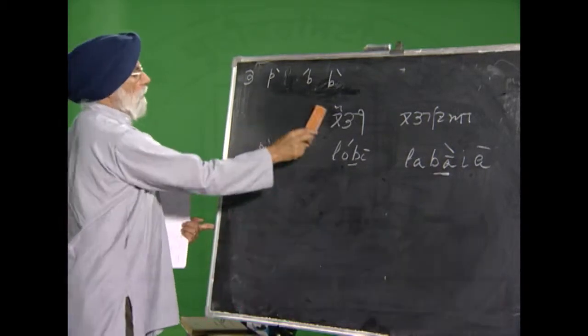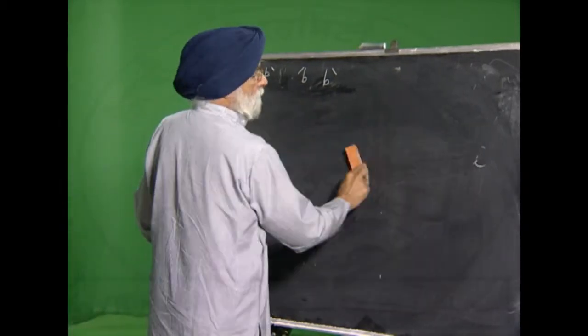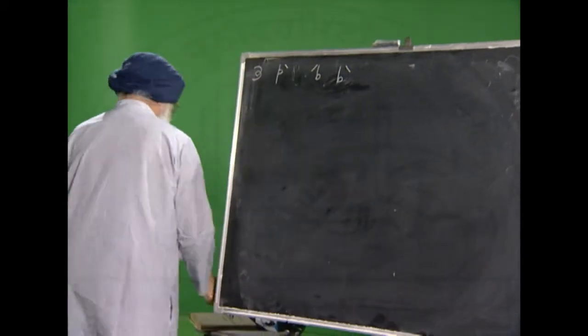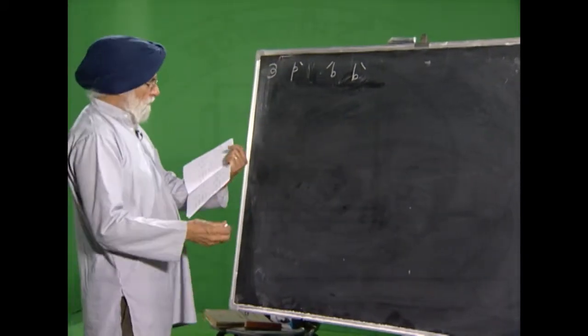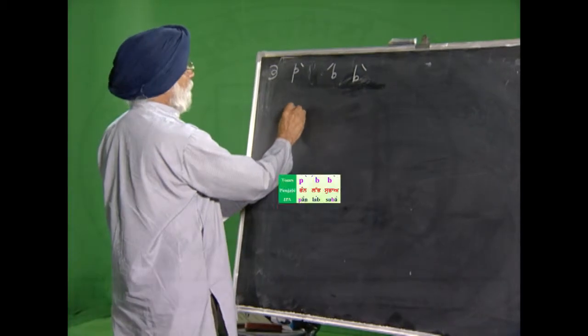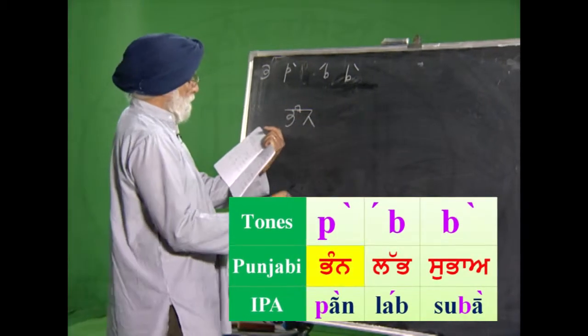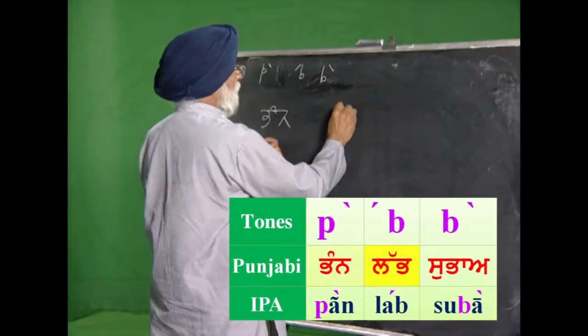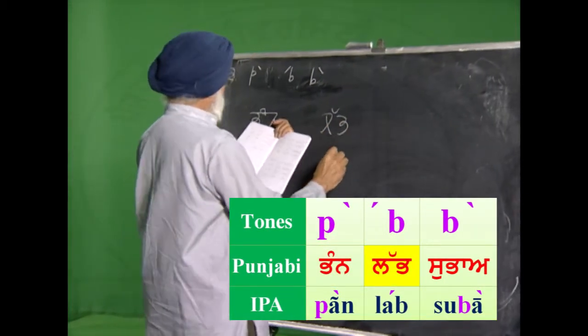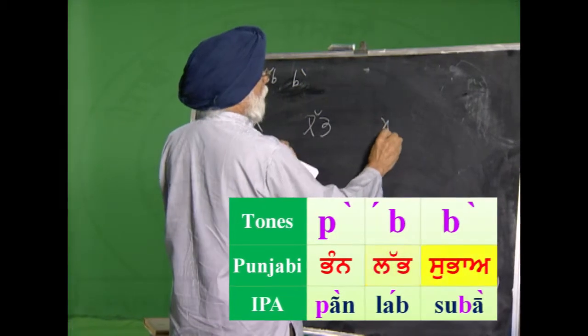For each case we will have 4 examples just to concentrate more. You can have for example, a word like this, pan, and then you can have lab, and you can have subha.